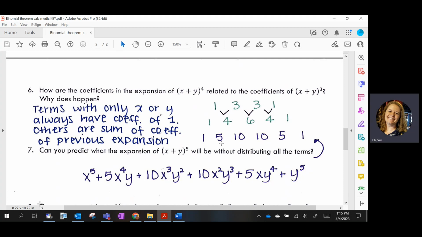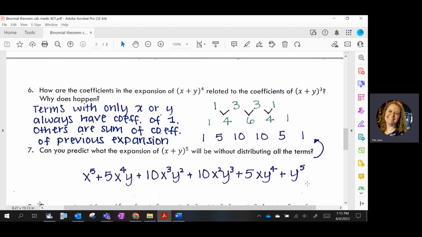And then the next coefficient would be 5, and x would go down a degree, so it's x to the 4th, and y would go up a degree, from y to the 0 to y to the first power. And then my next coefficient would be 10, and x would go down a degree, y would go up, and then 10 again, x goes down a degree, y goes up, and then 5, x goes down a degree, y goes up, and then 1, x goes down a degree, so it's x to the 0, it's not there, and y goes up to the 5th power.